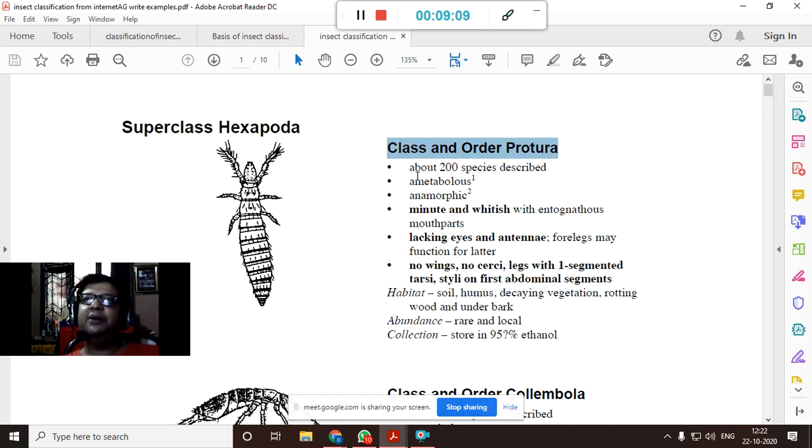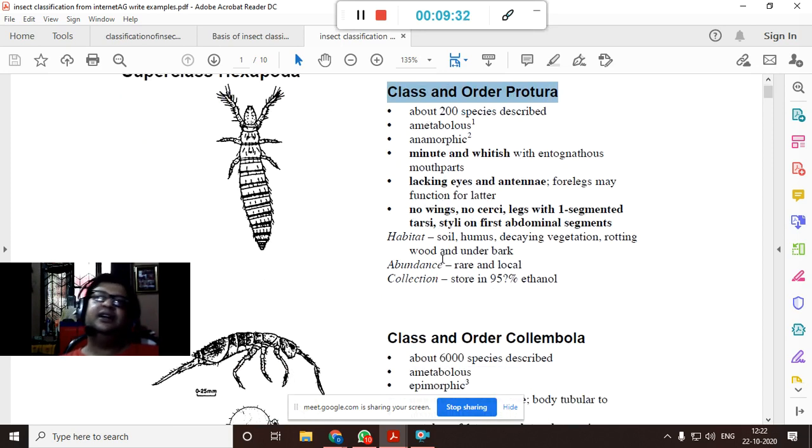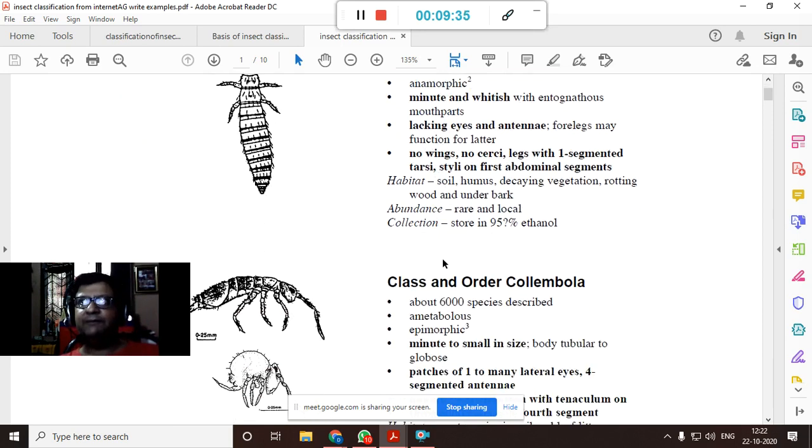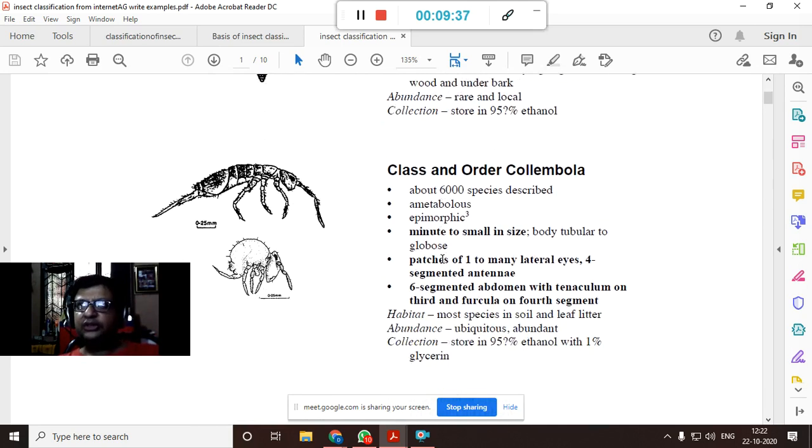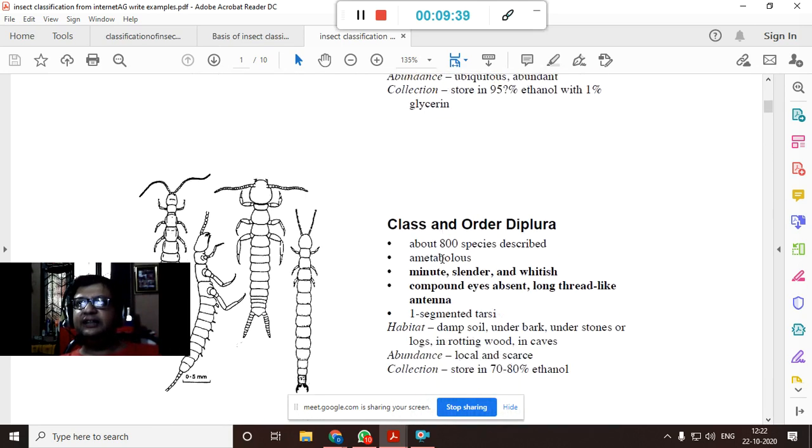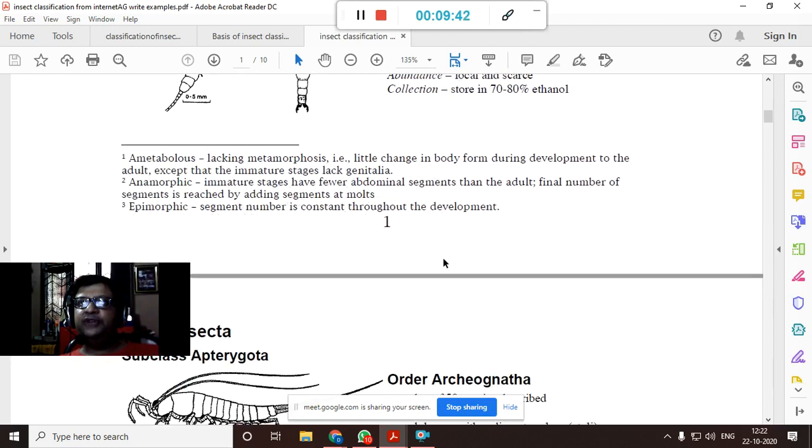In the class and order Protrura, there are about 200 species described. They are ametabolous and anamorphic. They are minute and whitish with entognathous mouth parts, inside the head. They lack eyes and antennae. They have no wings, and have legs with one-segmented tarsi, with styli. You can find all this information. I'm not going to go through the whole note. These are things which you can follow slowly.